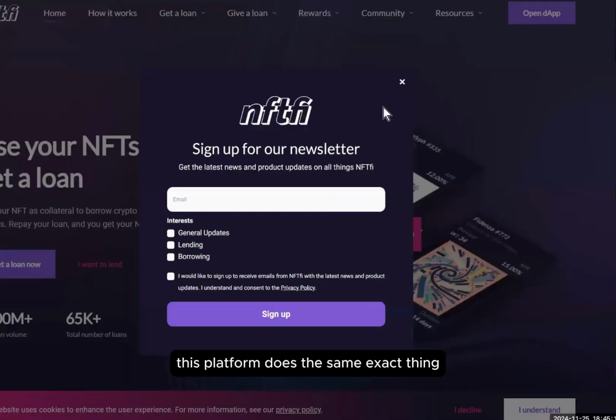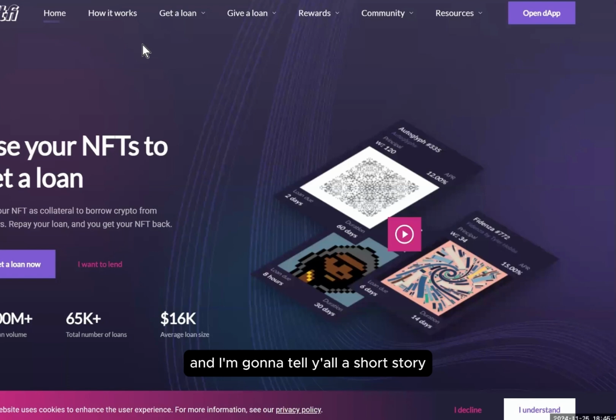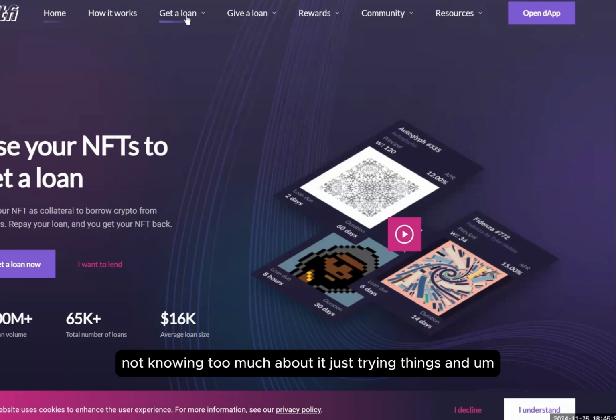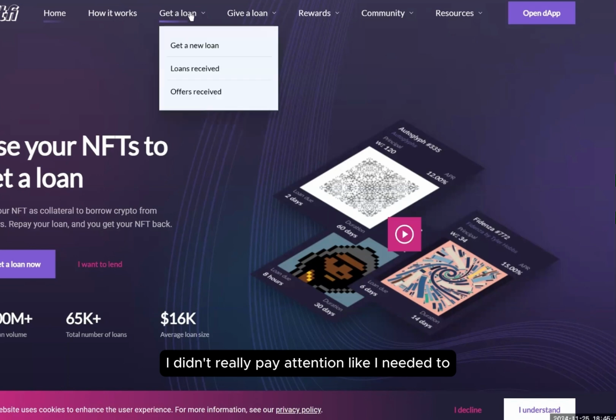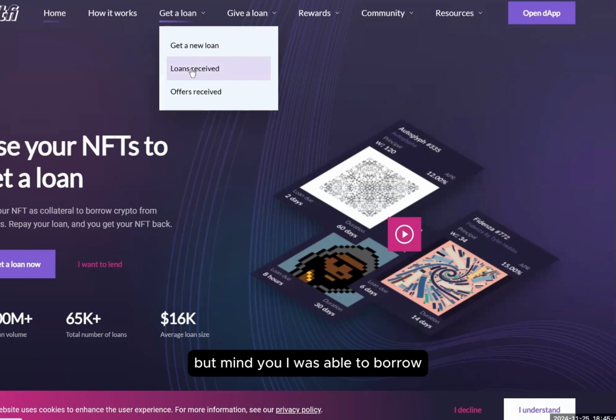Now, this platform does the same exact thing, but this is for Ethereum-based assets. And I'm gonna tell y'all a short story. I had a piece of land in the metaverse that I got for about $5,600, right? I put it on this platform, not knowing too much about it, just trying things. And I didn't really pay attention like I needed to, and I came back too late. I ended up losing that piece of land for $5,600. But mind you, I was able to borrow, I can't even remember how much I borrowed at the time, but I was able to borrow a nice amount of money against it. And I had to just take that as a loss.